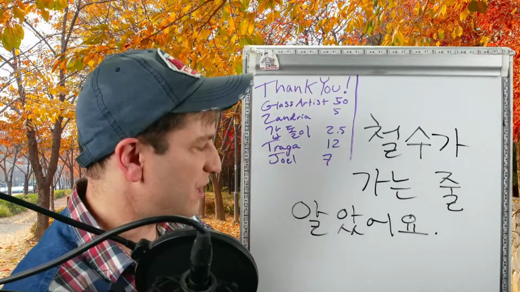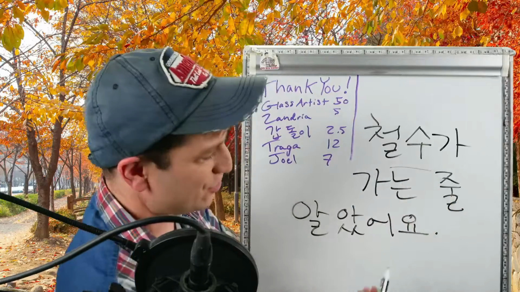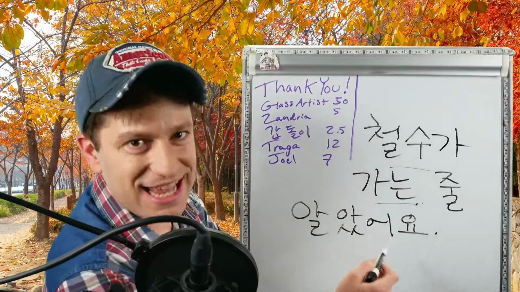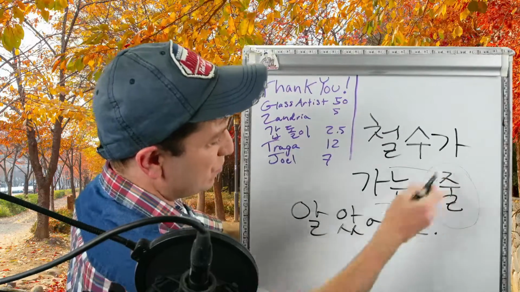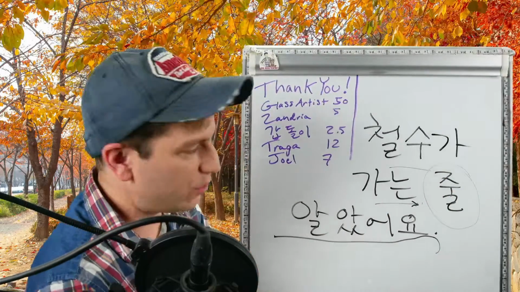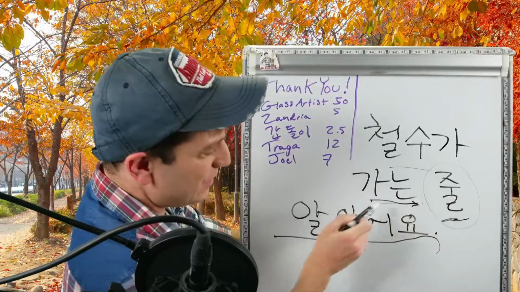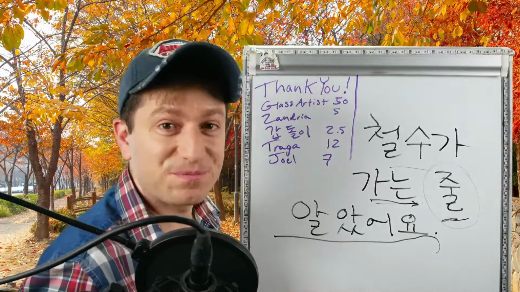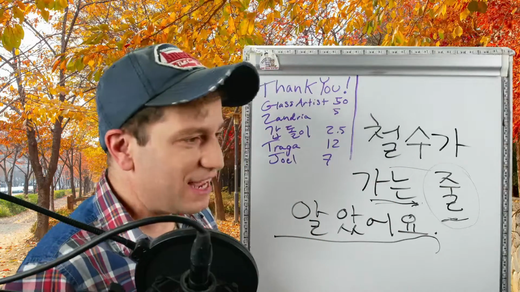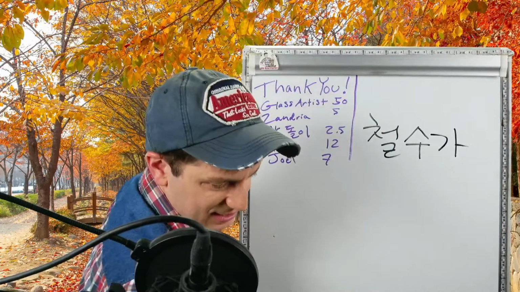철수가 가는 줄 알았어요. 철수, our friend 철수, 가다, to go. Present tense, 가는. Since this is an action verb, present tense, 가는 줄. So I thought, or I knew, that 철수 is present, going. Going where? I don't know. 철수가 가는 줄 알았어요. So you could also do this.